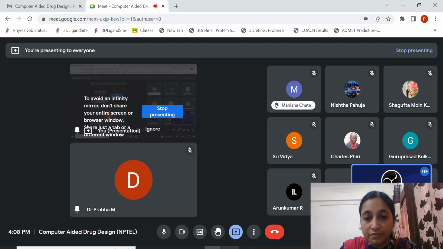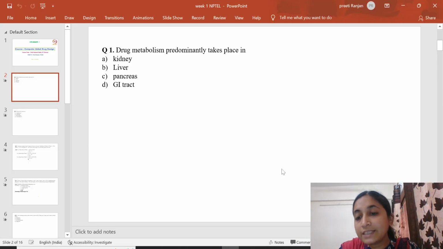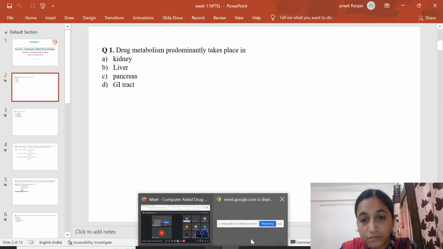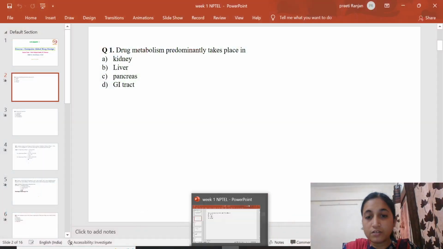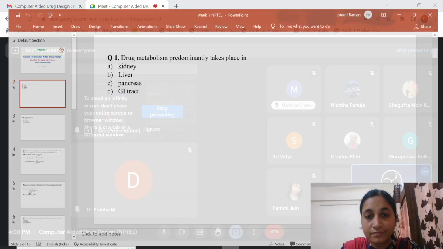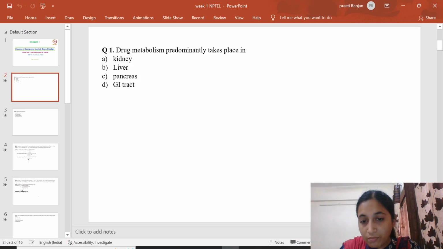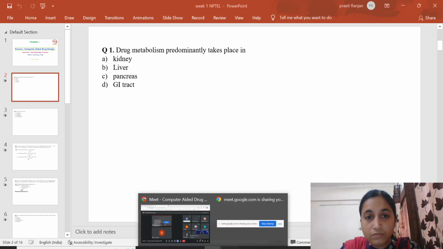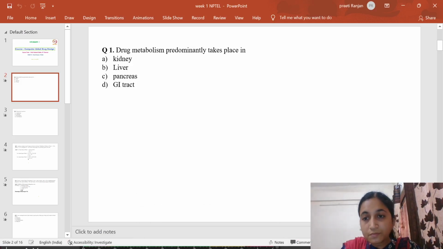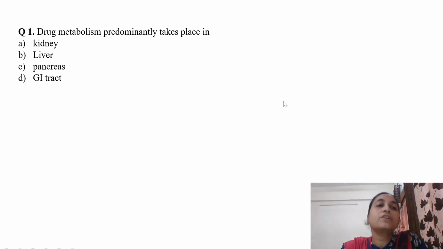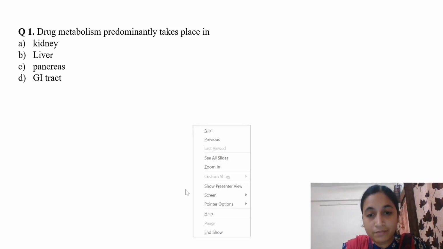Okay, let's start. Are you able to see my slide? Okay, thank you. So let's start. Question number one. Drug metabolism predominantly takes place in.